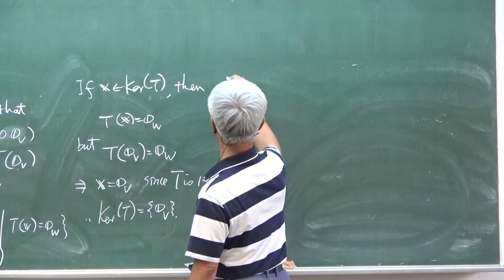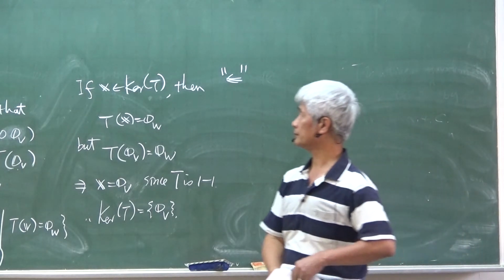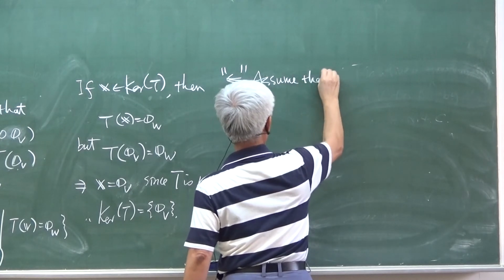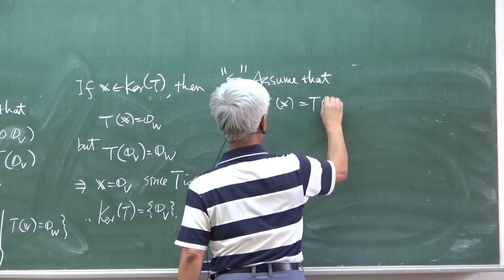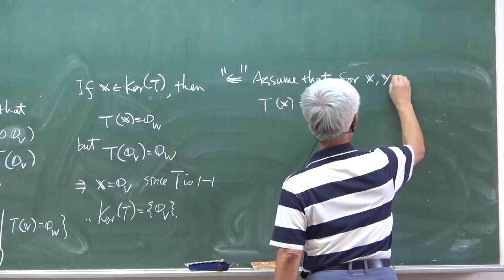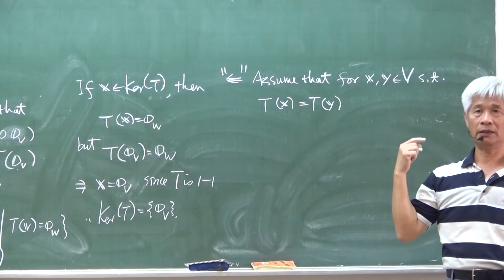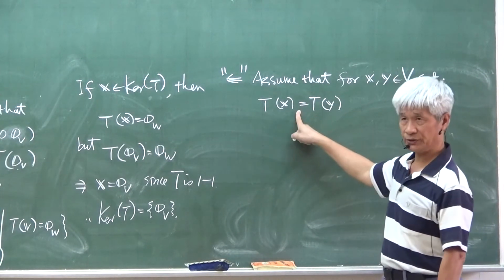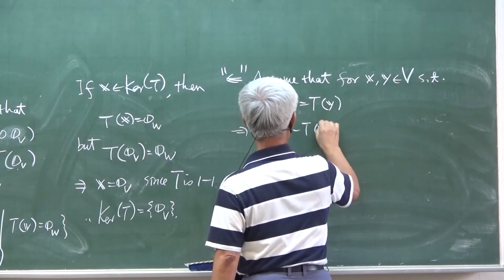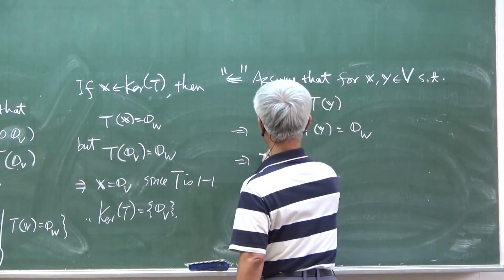Now we prove the backward direction. Assume the kernel of T is trivial. Now assume that Tx equals Ty. So we assume x, y in V such that they have the same function value. To show that T is 1 to 1, we have to show that if this is true, then x must be equal to y. Now by linearity, subtracting, Tx minus Ty equals 0_W.